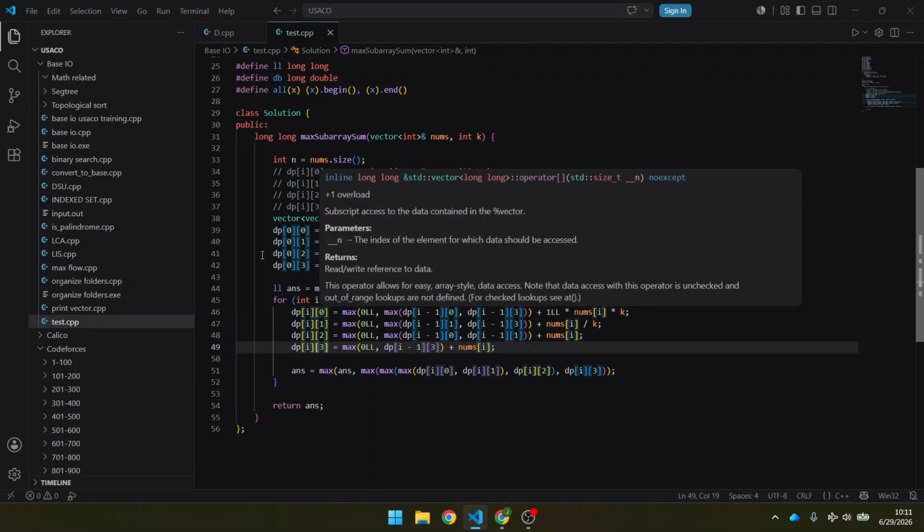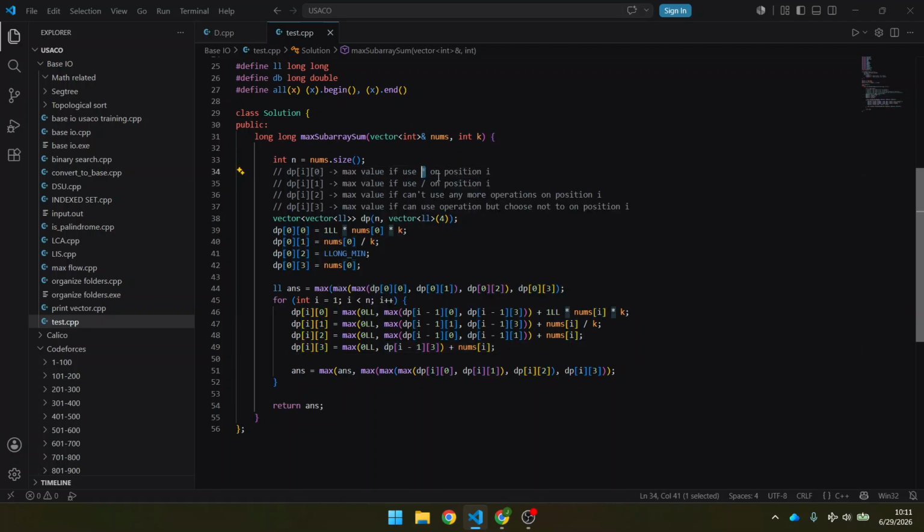So dp[i][0], right? If you use multiplication on this current position, it can either come from the previous one doing multiplication, or we haven't used any operations yet. So it's just the maximum of those. And then we have to take the maximum of those with zero, because if it's negative, it is always better to restart at this position.